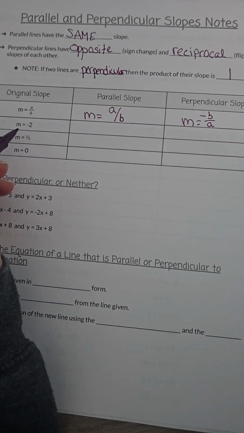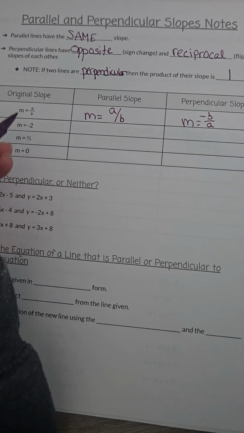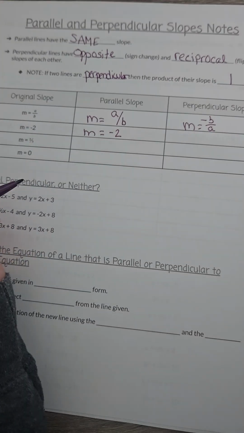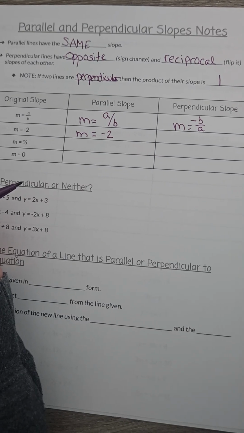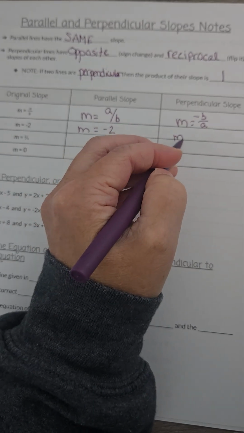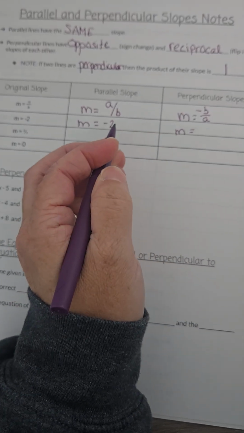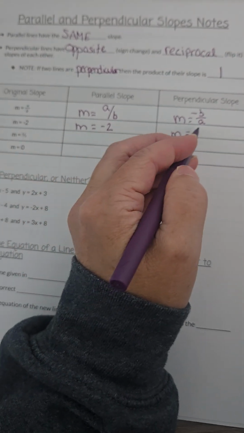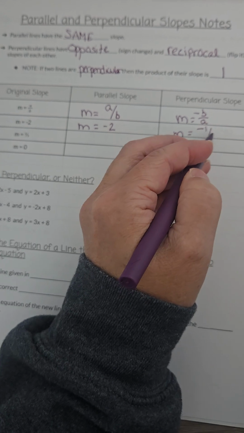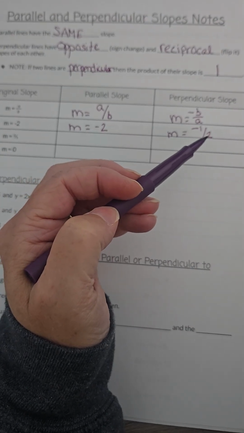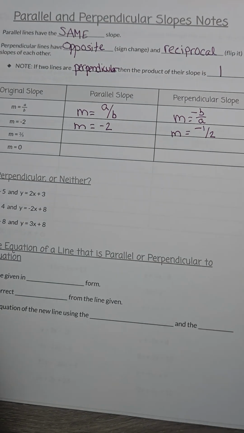Okay. So my slope is negative 2. So my parallel would be the exact same slope, which would be negative 2. And my perpendicular slope would be the opposite, which would be a positive 2, and then you take the reciprocal of it. So we switch that around to negative 1 over 2. Now that negative can be with the 1, it could be with the 2, or it could be with the whole thing.